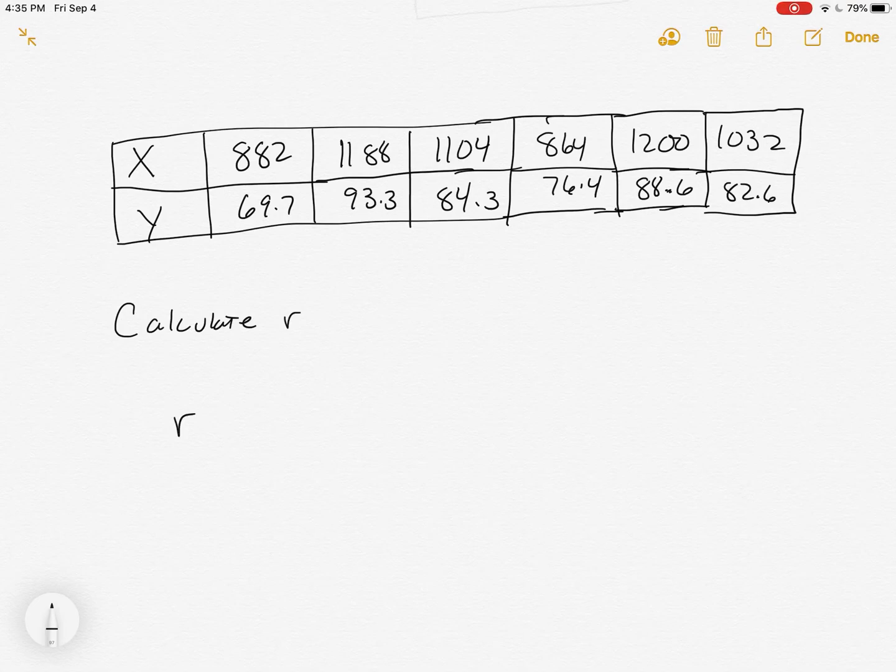Now here's the formula for R, and you would want to bring this with you on your exam if I decide that this is going to be on there. I don't know yet, so I will let you know. But if you read in the exam review that there's going to be a hand calculation of R, you would want to write down this formula. The formula looks like this: N times the sum of the X times Y.